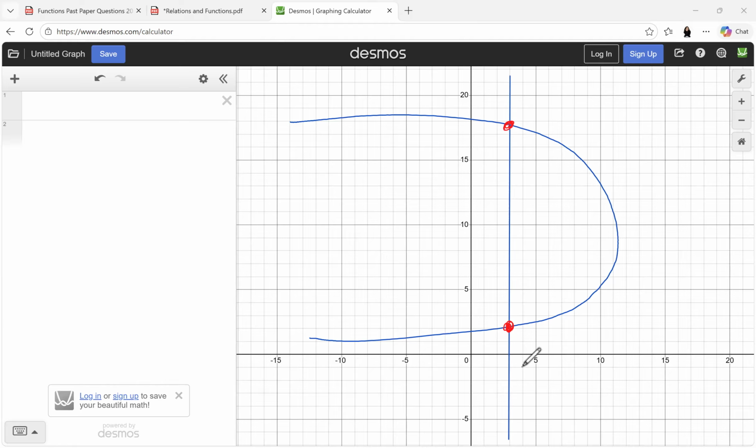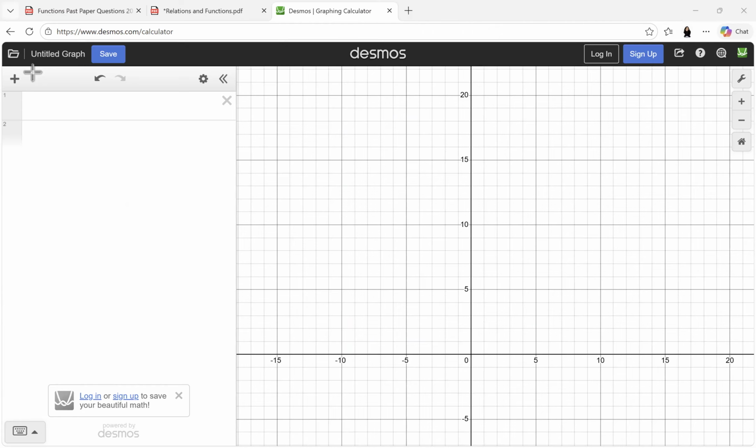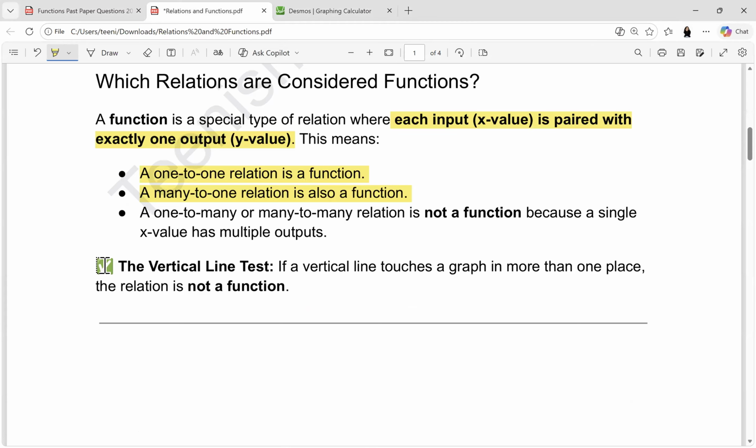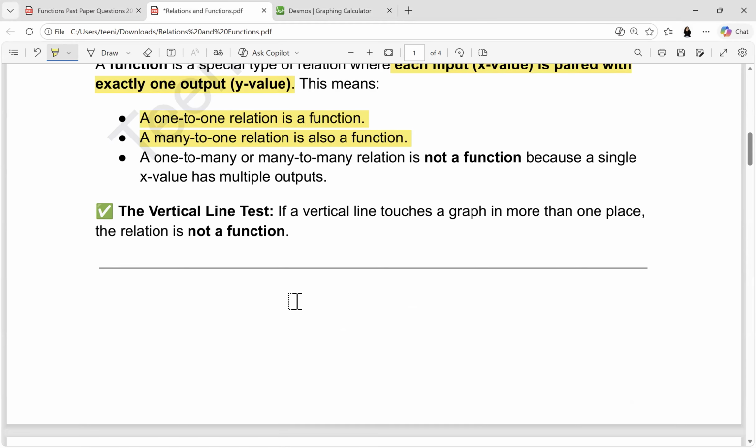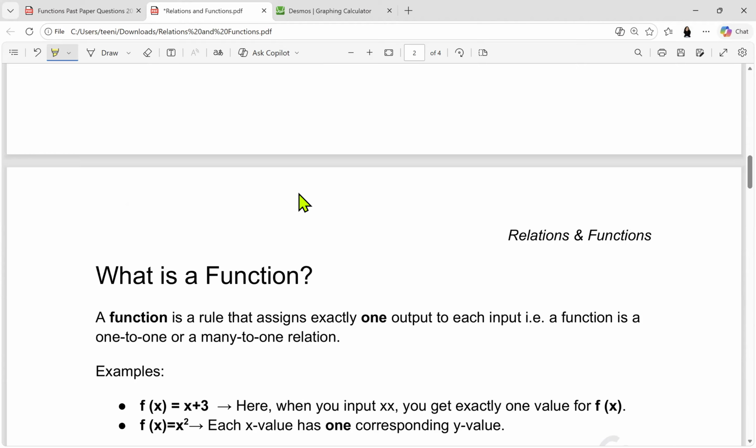The vertical line test: when I apply a vertical line anywhere along this graph, it's going to cut the graph at more than one place. And once that happens, this graph does not represent a function. Okay? So that's something to know as well. Very important. Okay? All right.